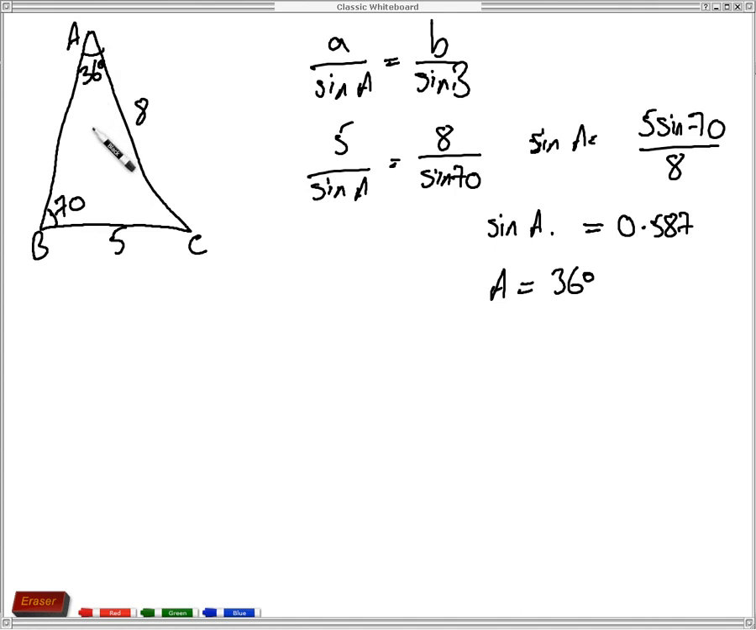So that there is 36 degrees. Then if I wanted to go further with this, I can just use the fact there's 180 degrees in a triangle. These two come up to 106, so this angle here must be 72. And then I can use either the sine law or the cosine law to find this last side, C, should I wish.